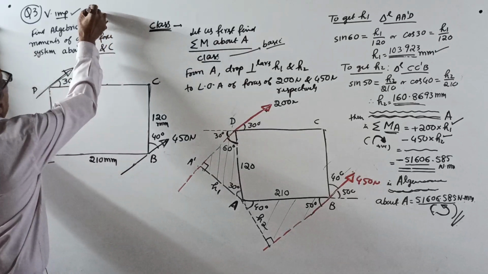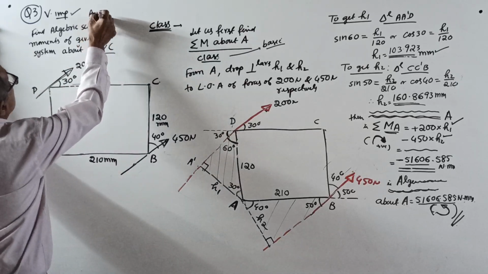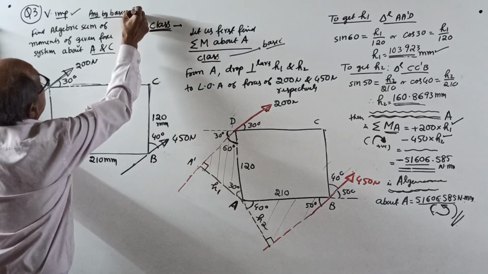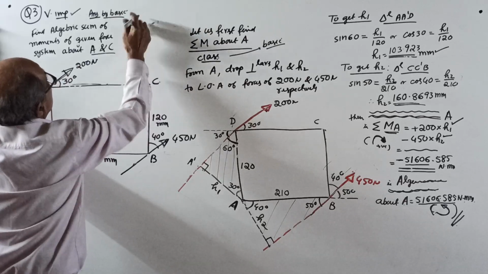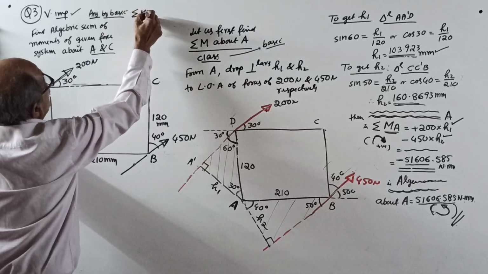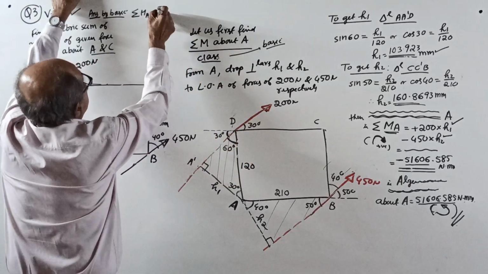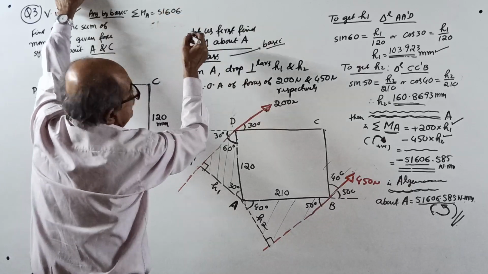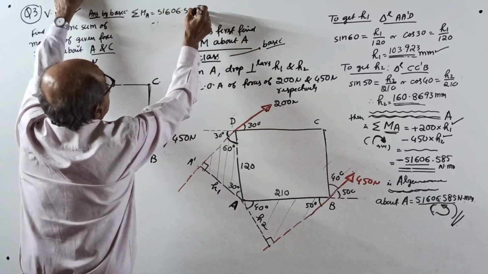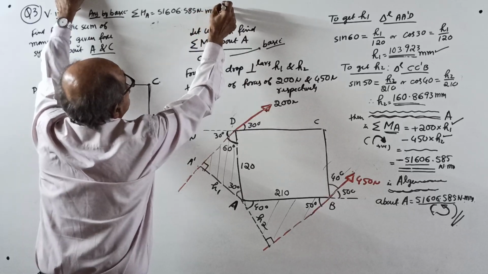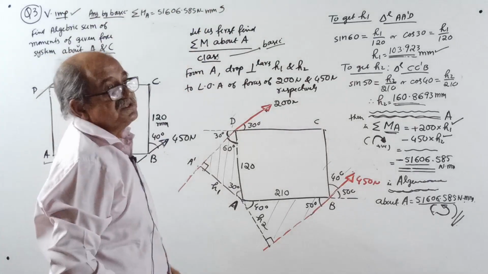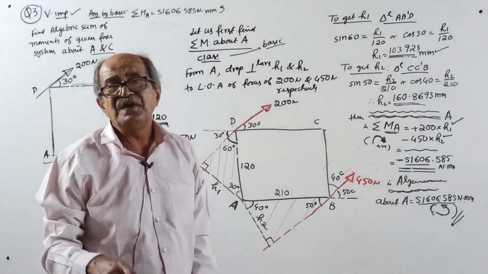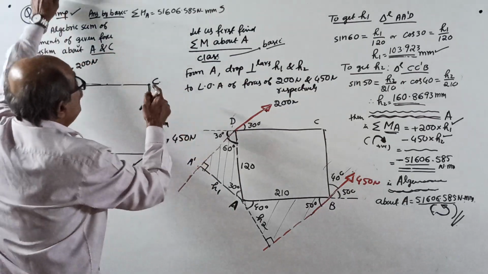I write here the answer we got by the basic approach. Moment about A, sigma M about A. We got 51606.585 Newton millimeter anti-clockwise. Why am I writing the answer? Because lastly I am going for the easy option of resolution, so at that time the answer should tally. Okay, now A is over.